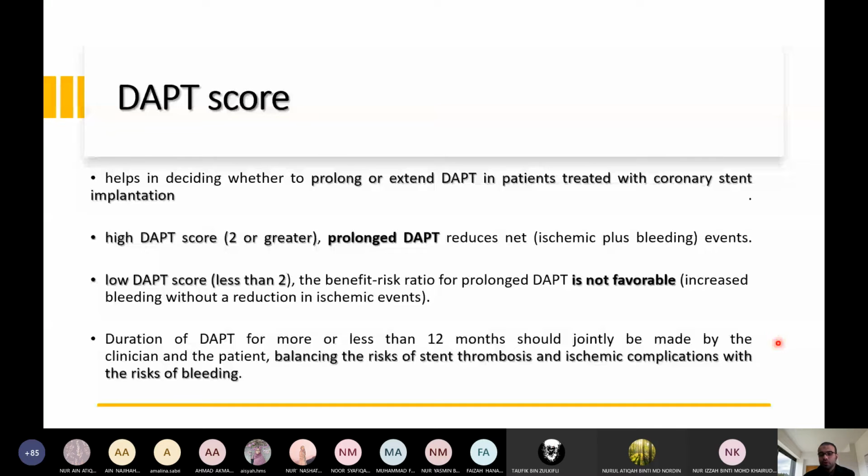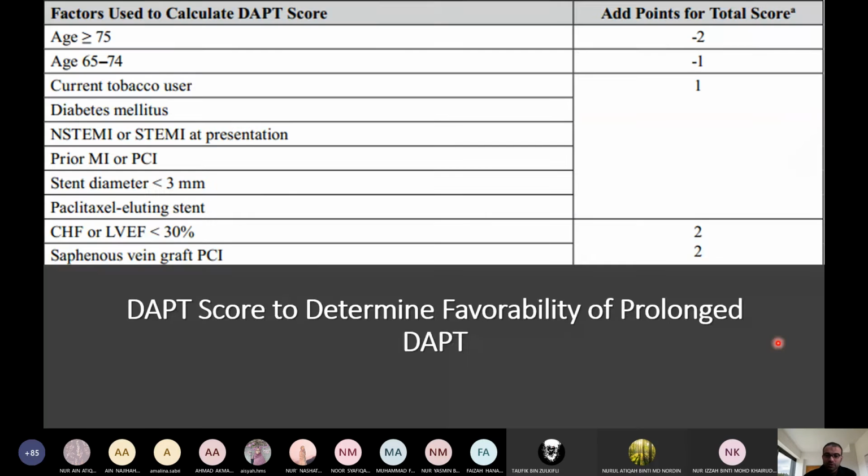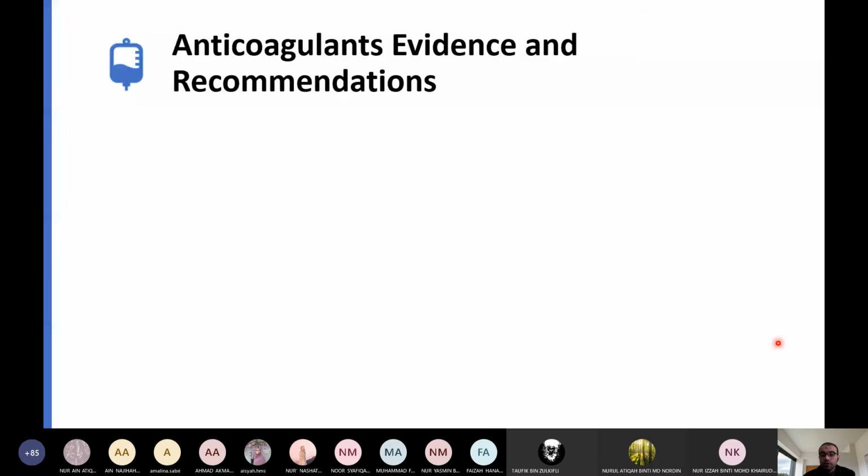Okay, at that point, of course, you ask yourself, this 2 score based on what? So it is based on this one. This is a factor to be considered in finalizing the DAPT score, to see whether a high score favors continuing or a low score favors not extending. So this is all regarding the antiplatelet.